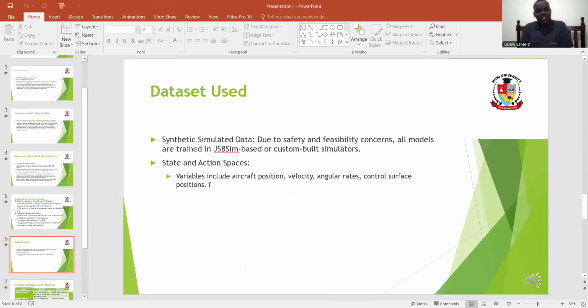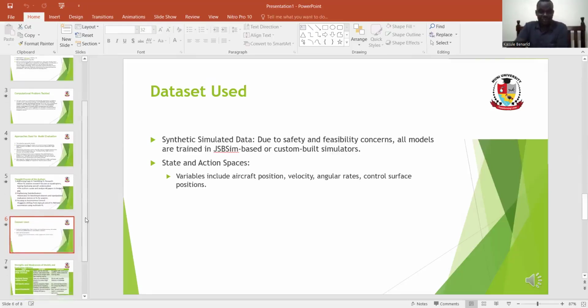All models are trained in JSBSim based on custom-built simulators. Let's not forget the purpose of JSBSim. We said that the main purpose is to provide accurate physics-based flight dynamics. So that's why this one was also employed here. The state and action space variables include aircraft position, velocity, angular rate, control surface positions, and the rest. So these are the data sets that were used.